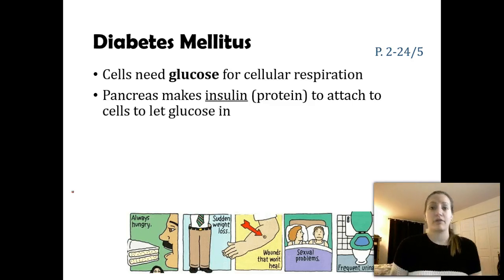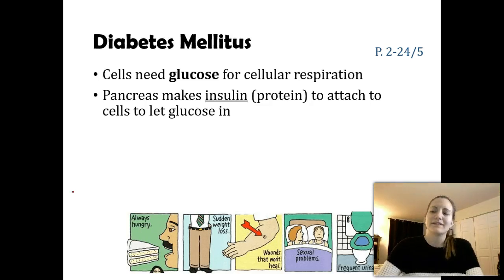So every single healthy person, so those who don't have diabetes, really anyone, they need glucose. Everyone needs glucose. Every animal needs glucose. Every plant needs glucose because that's what's fueling cellular respiration. And here's that formula again for cellular respiration. Our cells need that glucose in order for us to get that ATP energy.